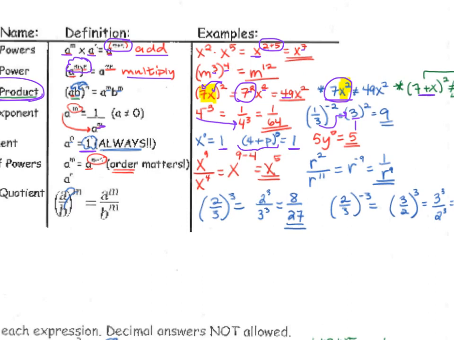The last example, though, this kind of ties into the example highlighted in yellow up above. 5y to the 0 power. Notice the 0 is just with the y, so y to the 0 equals 1, but 1 times 5 is going to have a product of 5. So that's why that answer is not quite the same as the other two.